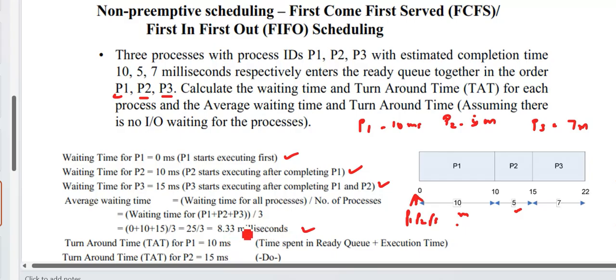Don't simply put 8.33. You have to specify the unit. Here they missed it actually. They have written only 10, 5. Everywhere you should write ms, indicating time is in milliseconds.